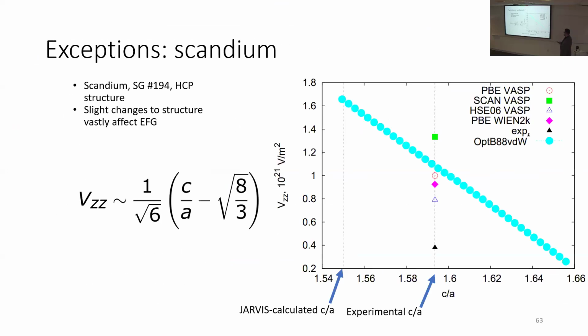for example, here, this is the scandium material. Scandium is an HCP structure. And we see here that using the JARVIS calculated C over A value and the experimental C over A value, there's a big discrepancy in the EFG that's found there. So while we didn't find large trends across different materials, we want to keep in mind that the structure is also very important in these systems, especially for systems where the EFG is highly affected by structural changes like that. I don't think I answered your question totally, but there's work to be done to find trends across different materials. I totally agree that there's a lot of work to be done in that regard.